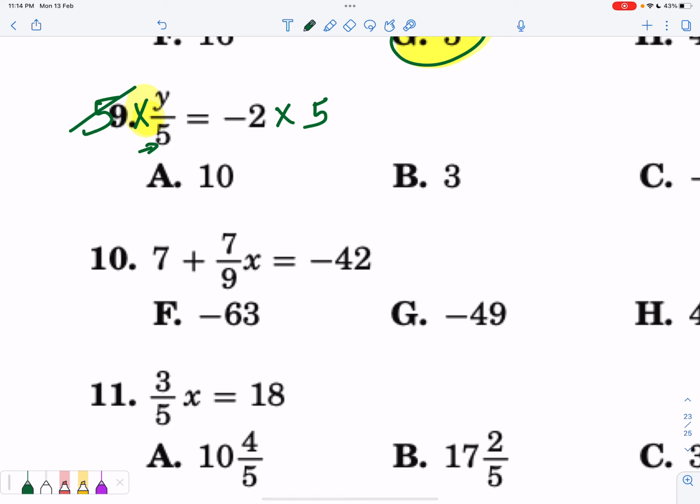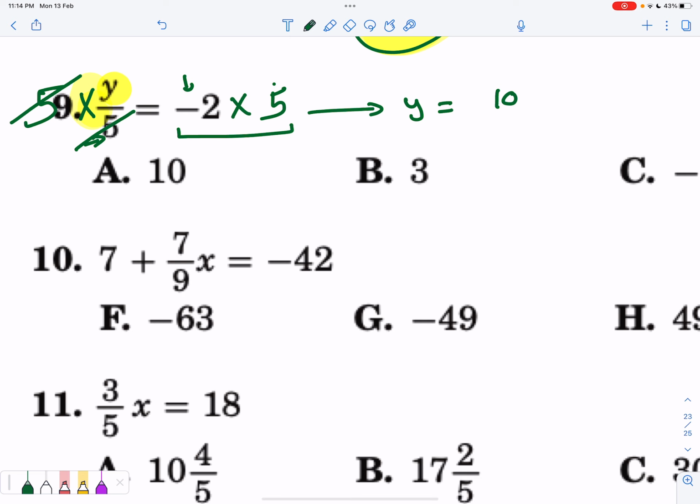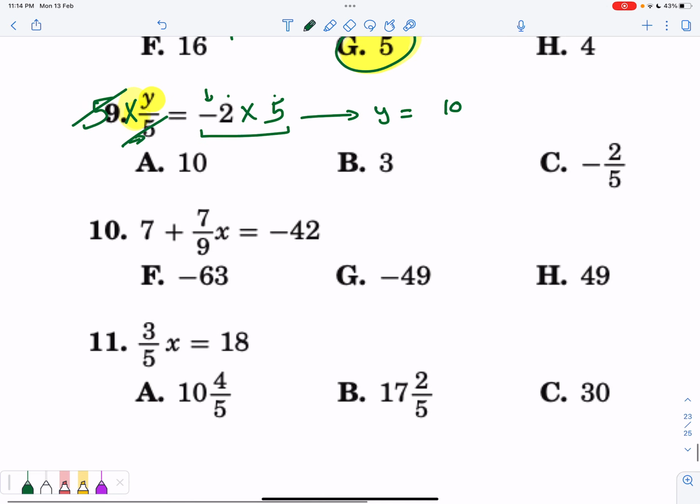So this means that you will cross it with that. Here you will just have the y left. So y is equal to, here you have these two numbers multiplied by each other. 2 times 5 equals 10. And since you have the negative sign, positive times negative equals negative according to the rule. Negative, negative, positive. Okay, so the answer is negative 10. So it's going to be answer D.